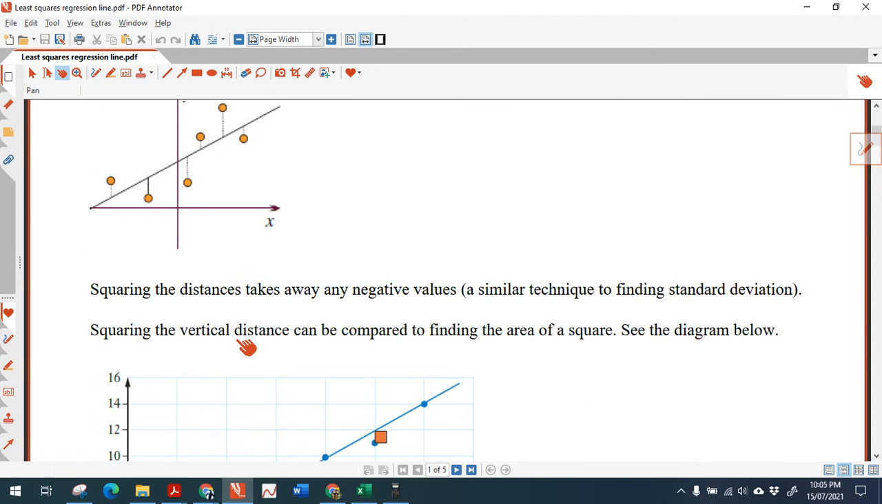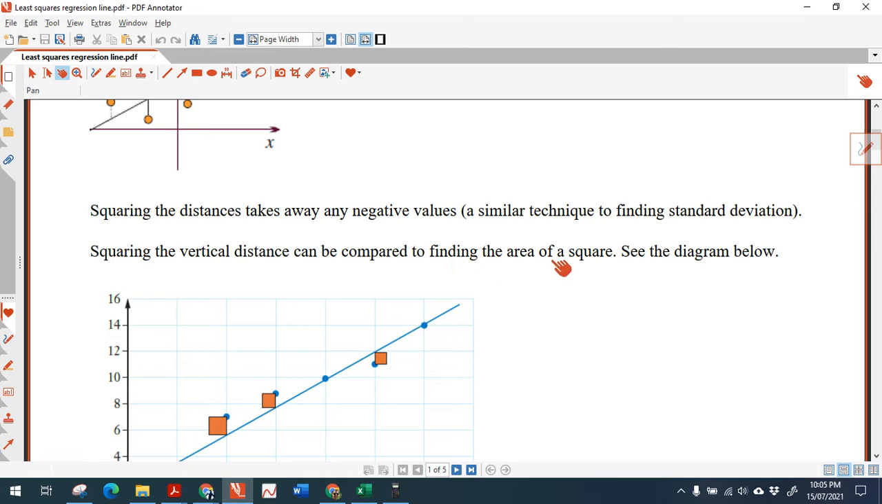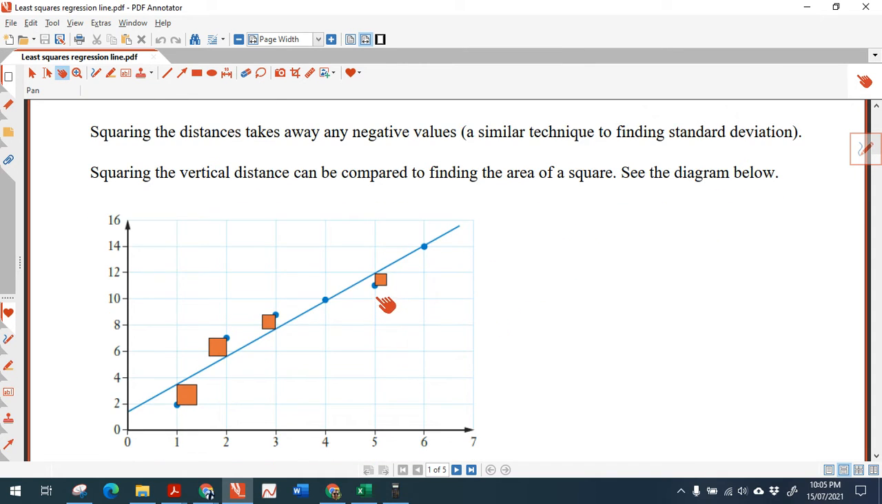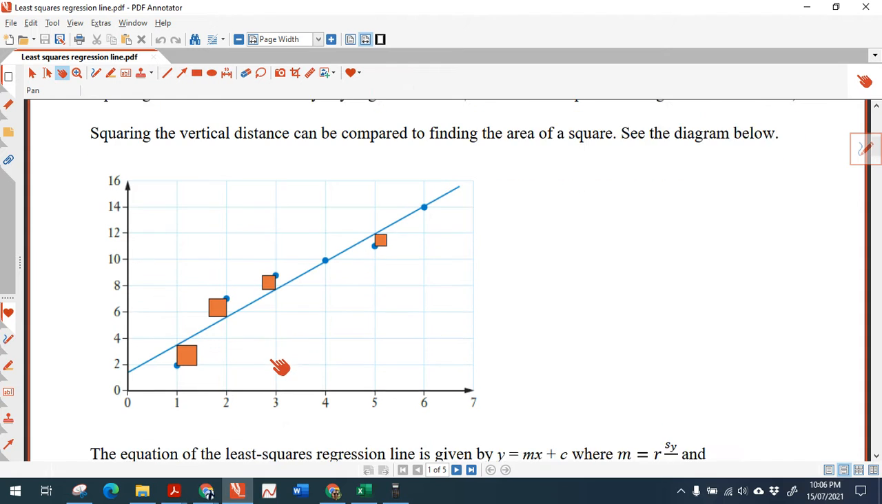Now, squaring the vertical distance can be compared to finding the area of a square. If you look at this example, here's a little scatter plot. If I draw a vertical line to that regression line, I can draw a little square. If I come over here, take this point, and draw a vertical line to the regression line, I can then draw a little square. The reason we're drawing squares is because squaring a distance is the same as finding the area of a square with side lengths the same as the vertical distance from the point to the line. Okay, that's the least squares regression line.